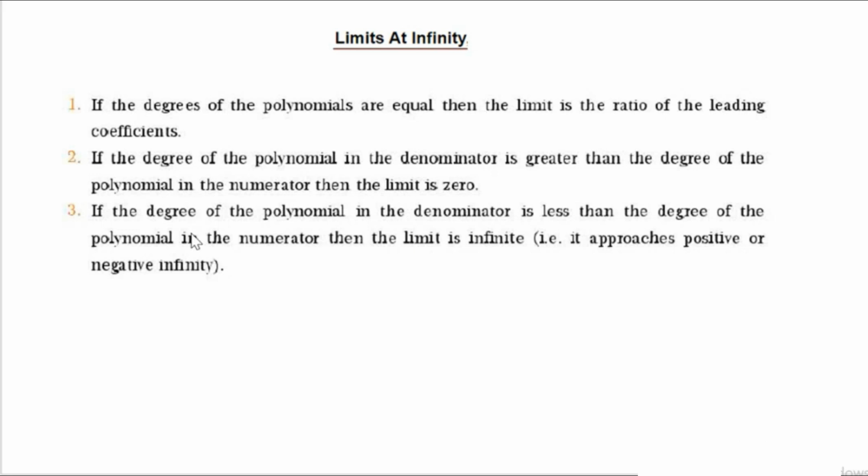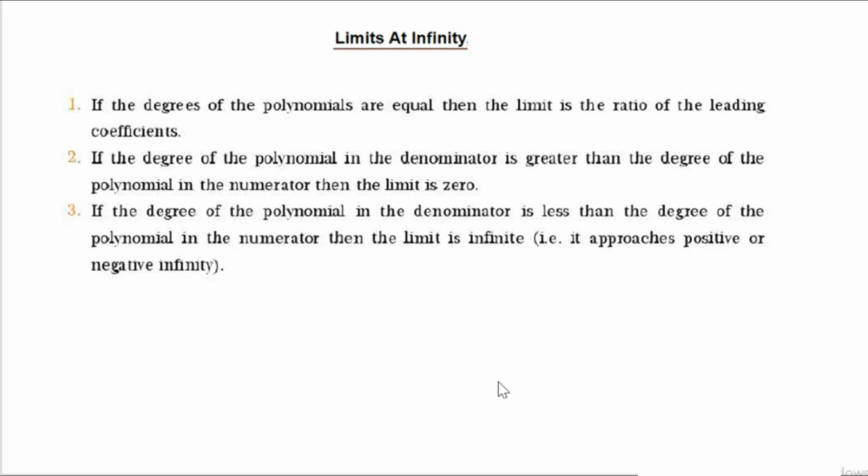Number one, if the degrees of the polynomials are equal, then the limit is the ratio of the leading coefficients. Number two, if the degree of the polynomial in the denominator is greater than the degree of the polynomial in the numerator, then the limit is zero. Number three, if the degree of the polynomial in the denominator is less than the degree of the polynomial in the numerator, then the limit is infinite. That is, it approaches positive or negative infinity.